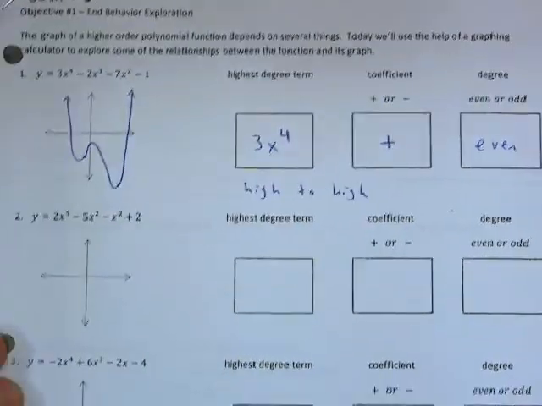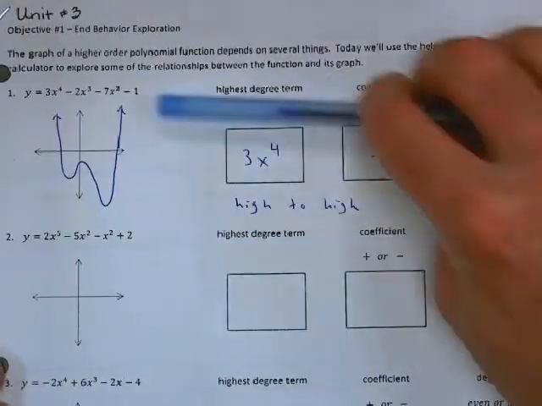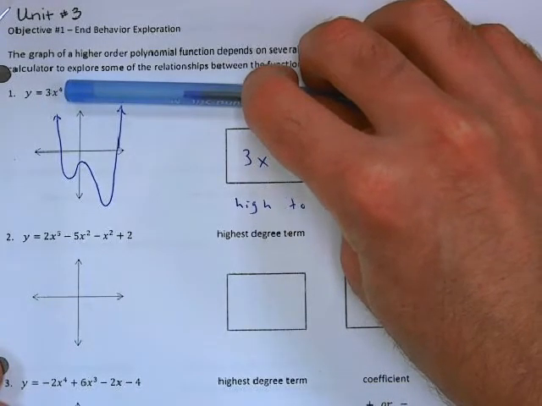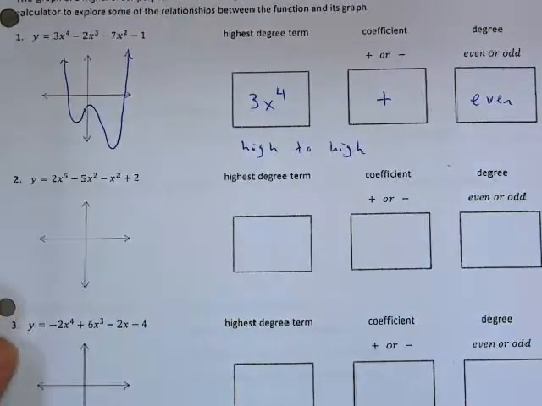Okay, so that's number one. And again, that's all we're looking at. Out of this whole equation, all we really wanted to look at was that first term there, the 3x to the fourth part. All right, same thing on number 2.